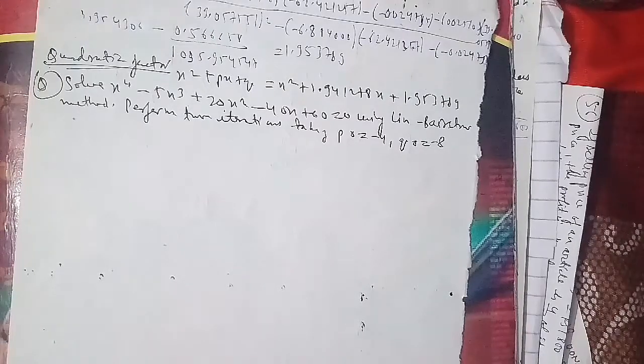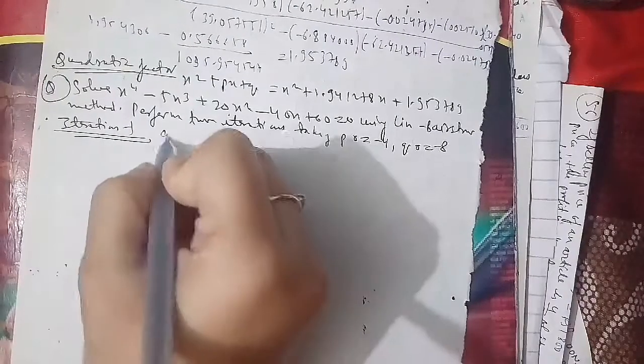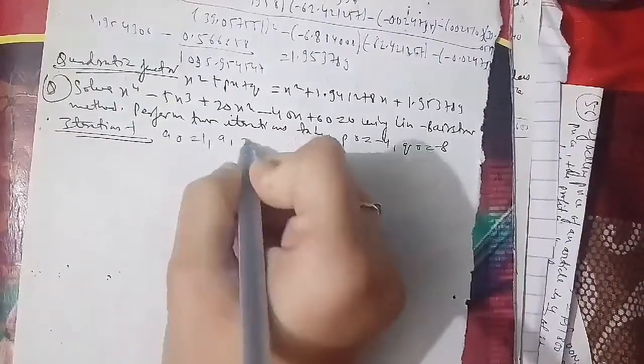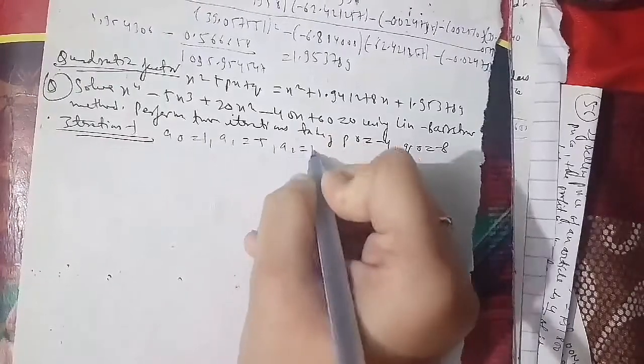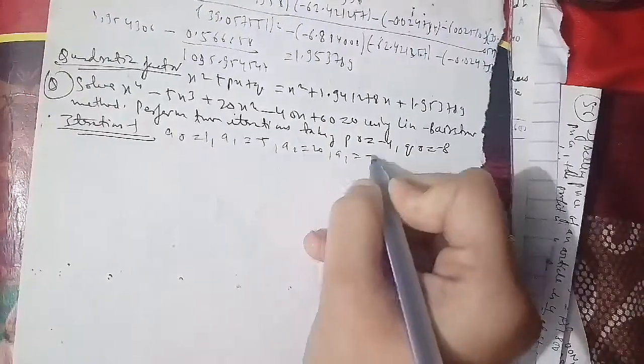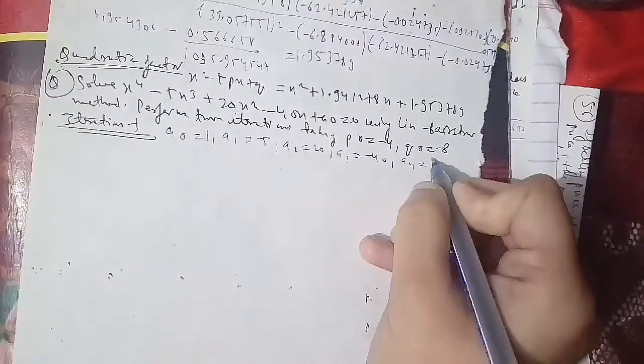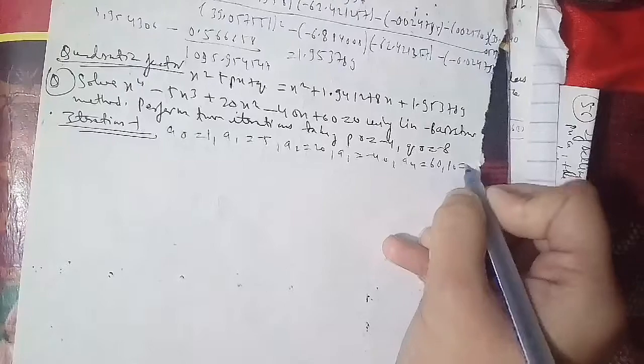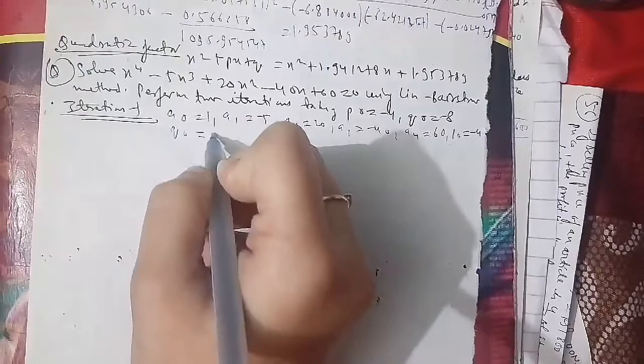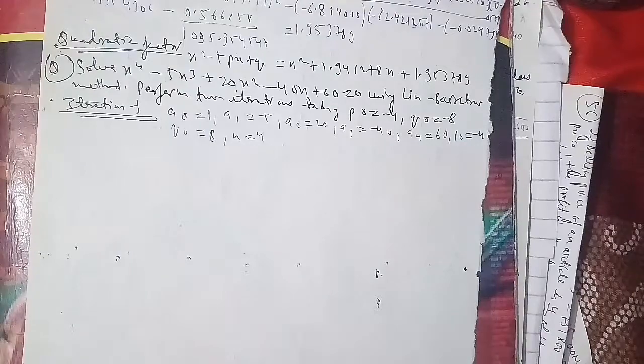And for the same, we go ahead with iteration 1. For iteration 1, a0 equals 1, a1 equals -5, a2 equals 20, a3 equals -40, a4 equals 60, p0 equals -4, and q0 equals 8, and n equals 4. So we made a table for the same.